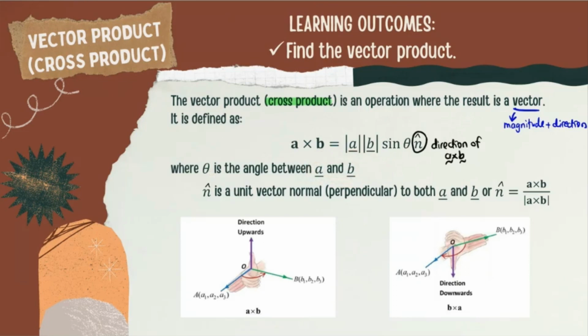Now, n hat is a unit vector that is normal to both A and B. Normal means perpendicular, so n hat is always perpendicular to A and B. This means that whenever we cross two vectors, A cross B, the resulting vector is perpendicular to both A and B. The formula for n hat is A cross B over the magnitude of A cross B. When you substitute it back here, you will get back the sin theta.